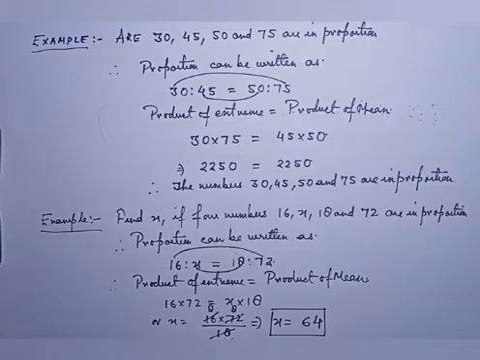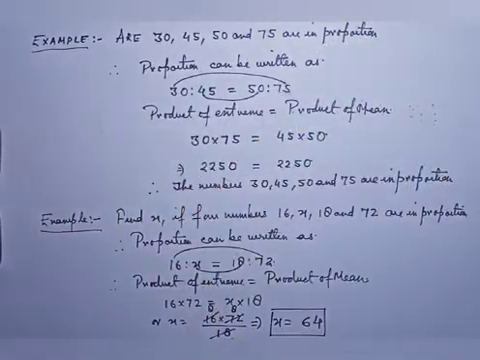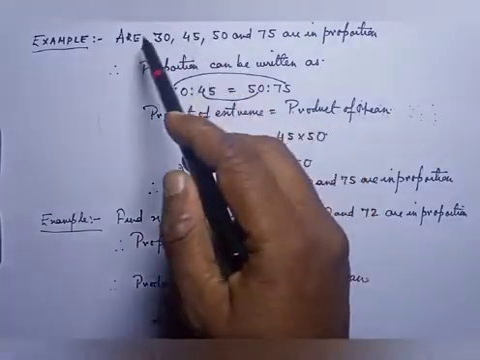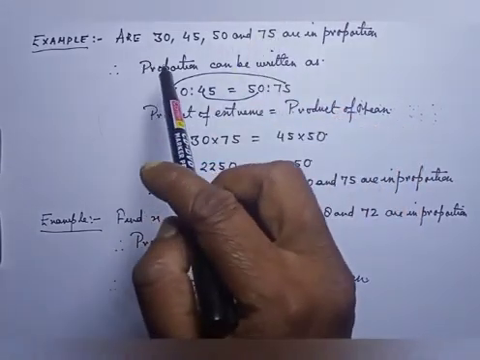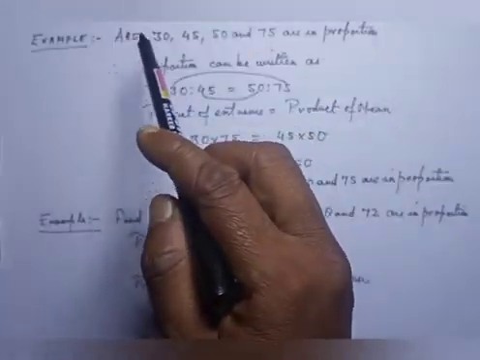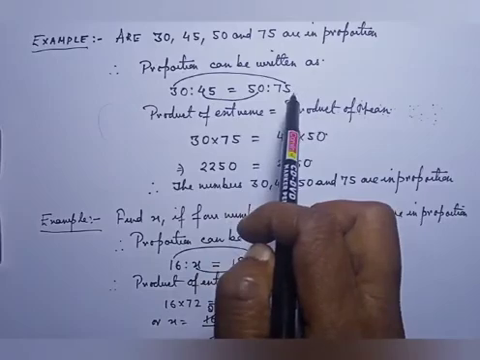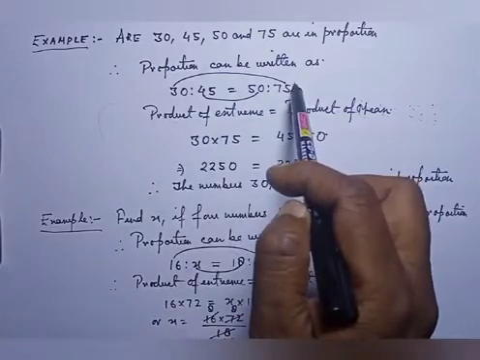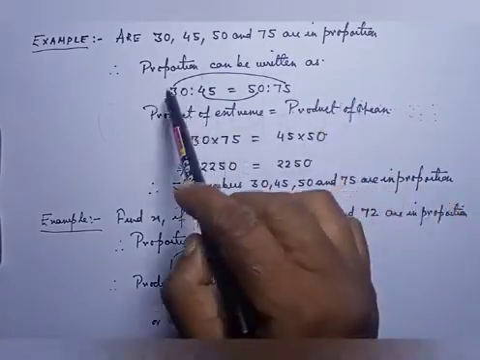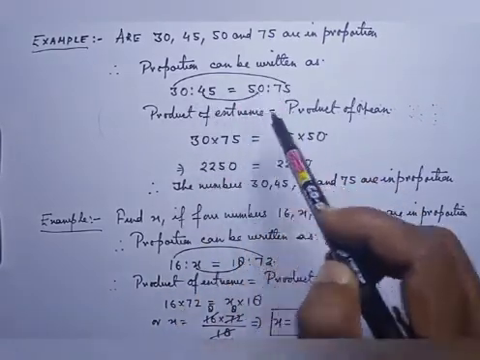Let us take some examples to make your concept more clear. Are 30, 45, 50 and 75 in proportion? We have to prove whether all the four quantities are in proportion or not. For this, first of all, we have to write the numbers in proportion form. So proportion can be written as 30 is to 45 is equal to 50 is to 75. If all the four terms are in proportion, then product of extremes must be equal to product of means. So product of extremes is 30 into 75 and product of means is 45 into 50.